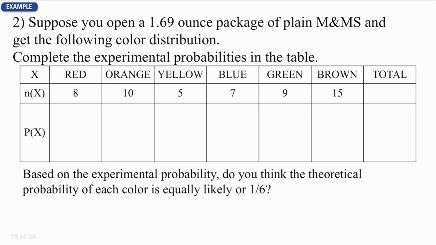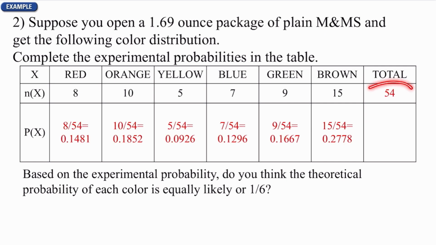All right, we're going to calculate this. Go ahead and pause the video, read through this, and try this on your own. You had to add up your total number of M&Ms, and there were 54 M&Ms. So 8 out of 54 is 0.1481. And then you have 10 orange, and so you get that number, and so on and so forth.